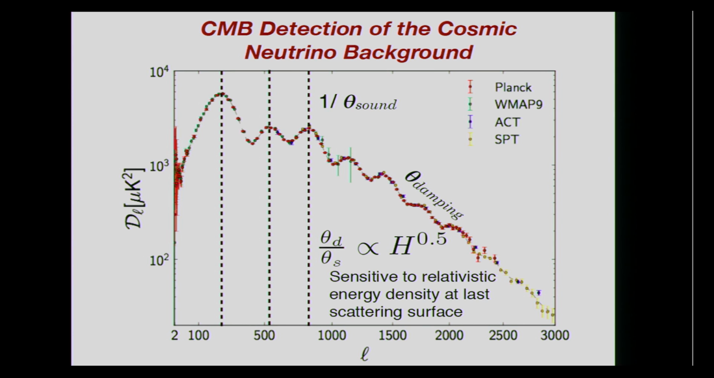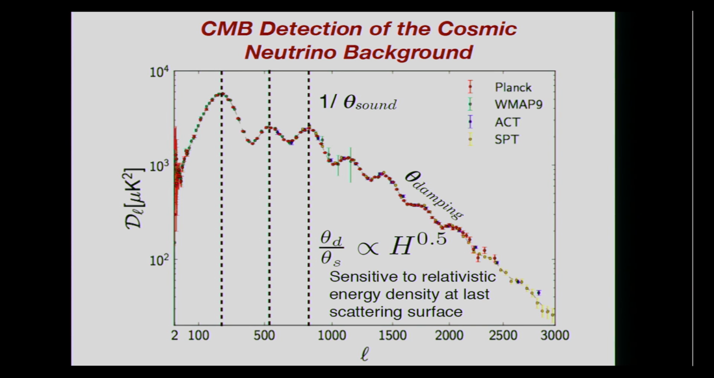So there are 2 relevant scales: the sound scale, which is basically the distance a sound wave could travel in the universe at the time of recombination, and then the damping scale, which is related to the Silk damping scale, just the relative thickness of the CMB at the time of the surface of last scattering. And these scales depend differently on the Hubble constant.